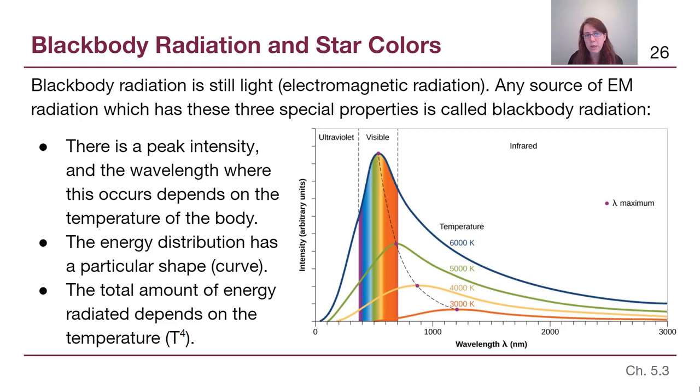Now, any source of electromagnetic radiation that has the properties listed on the left would be a black body radiation source. If we look at all four of these examples, there is a peak intensity. In this particular picture, it's shown with a little purple dot. The location of that peak intensity left to right is based on the temperature of the object. In the textbook, there is an equation called Wien's law, W-E-I-N, Wien's law, that you can look up if you want to. I don't have it in the slides because we're not going to do calculations with it, but that peak wavelength only cares about the temperature.